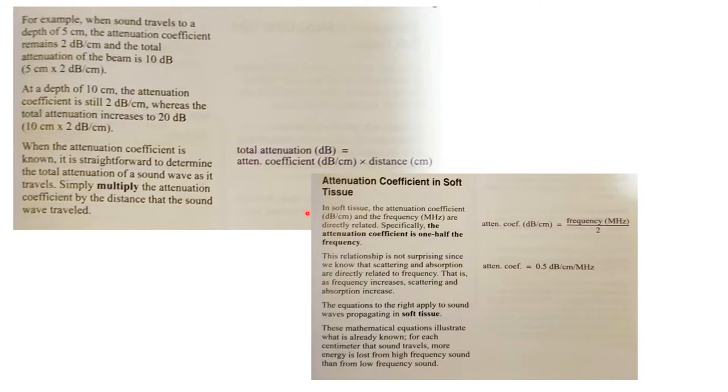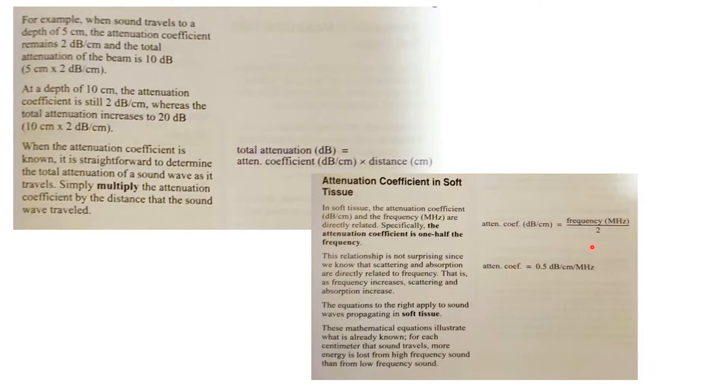In soft tissue, the attenuation coefficient in dB per centimeter and the frequency in megahertz are directly related. Specifically, the attenuation coefficient is 1/2 the frequency. So this is an equation. The attenuation coefficient in soft tissue, in terms of dB per centimeter, is the frequency divided by 2.